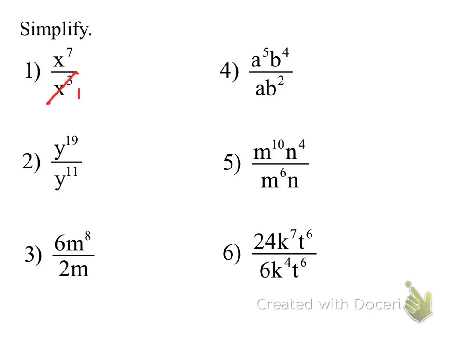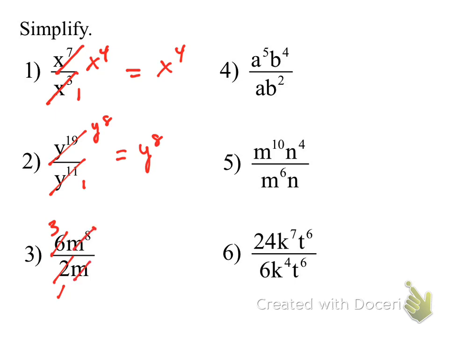cross-canceling. It goes once, it goes x to the fourth, so it equals x to the fourth. It goes once, it goes y to the eighth, so it's y to the eighth. Two goes once, three times. It goes once, it goes m to the seventh, so it's 3m to the seventh. You guys understand how we're doing this?